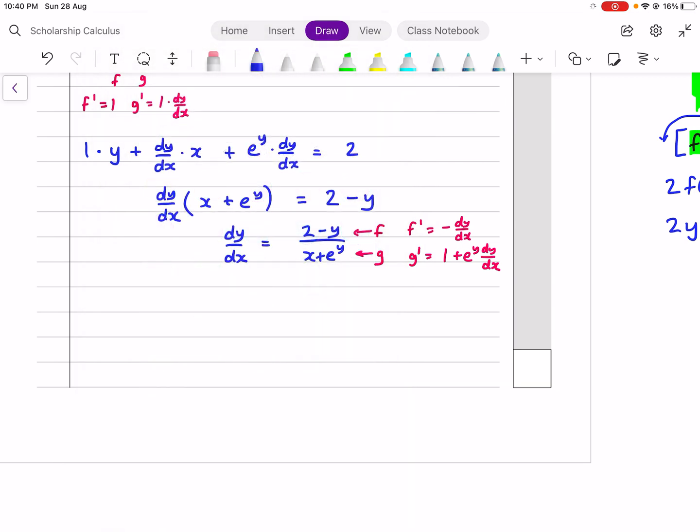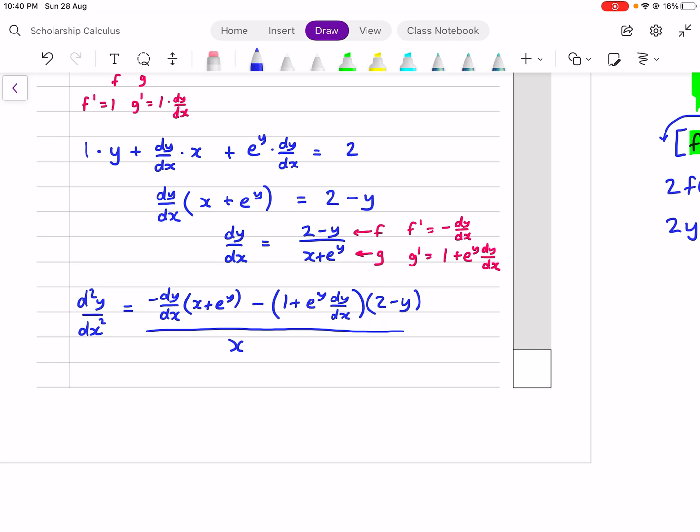Okay, and I use the quotient rule. So second derivative: diff the top times the bottom, so minus dy/dx times the bottom, take away diff the bottom times the top, all over the bottom thing squared. Yes, that's the quotient rule.